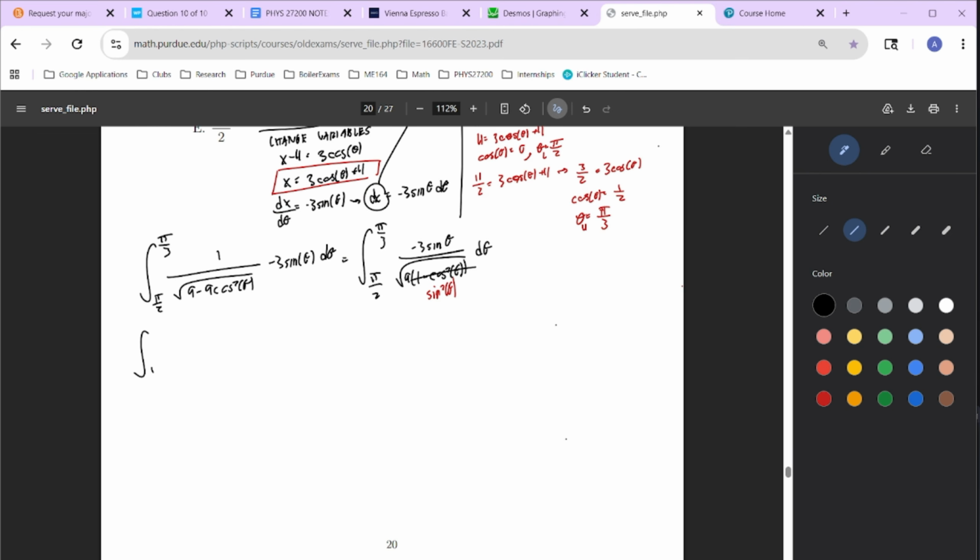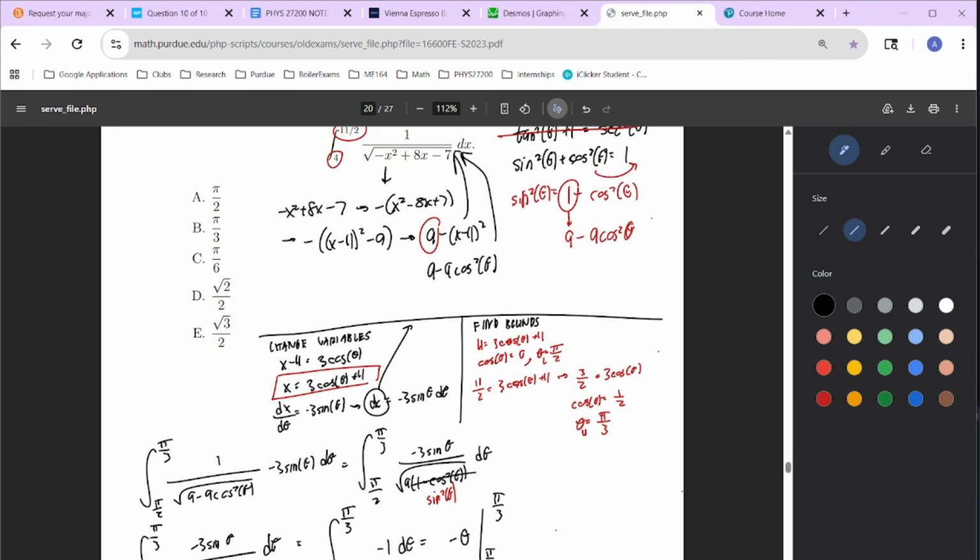We have the integral from pi over 2 to pi over 3 of negative 3 sine theta over, pull out the 9 from the square root, that becomes 3, pull out the sine squared of theta, that becomes sine theta d theta, which means that the integral just turns into the integral from pi over 2 to pi over 3 of negative 1 d theta. That is just negative theta from pi over 2 to pi over 3.